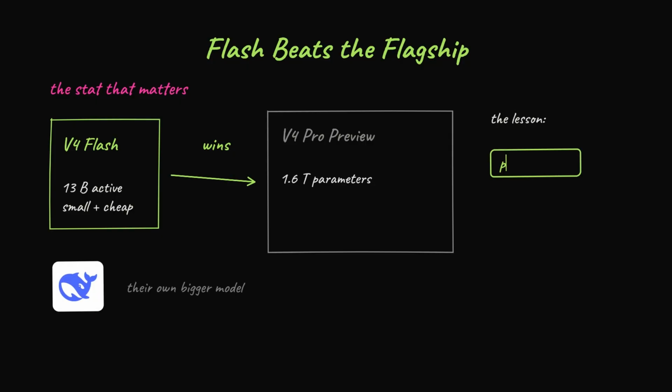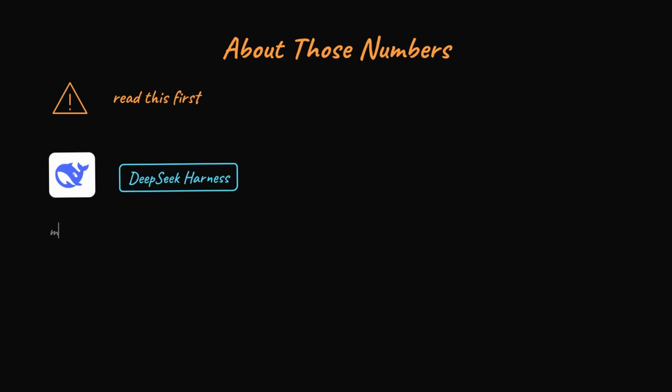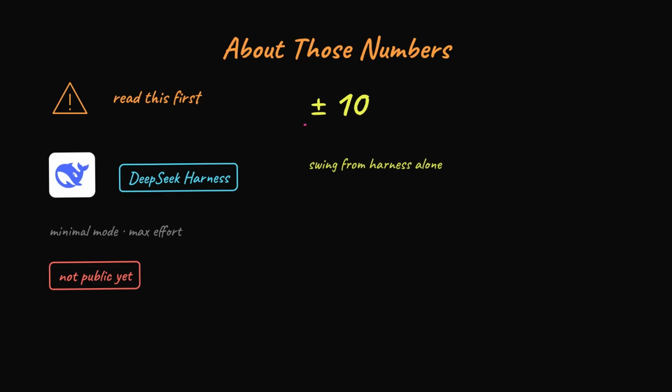One thing you should know before you take those numbers at face value though. DeepSeek measured the code agent scores using their own harness, which they call DeepSeek Harness, running in minimal mode at max effort. And that harness isn't public yet. Harness choice alone can swing agent benchmarks by 10 or more points, so the honest read is this. The model got way better, that part is confirmed by third parties, but the exact numbers depend on tooling you can't reproduce today. Keep that in the back of your mind.